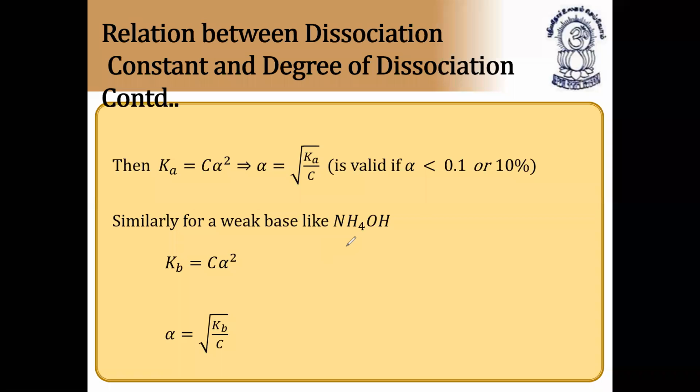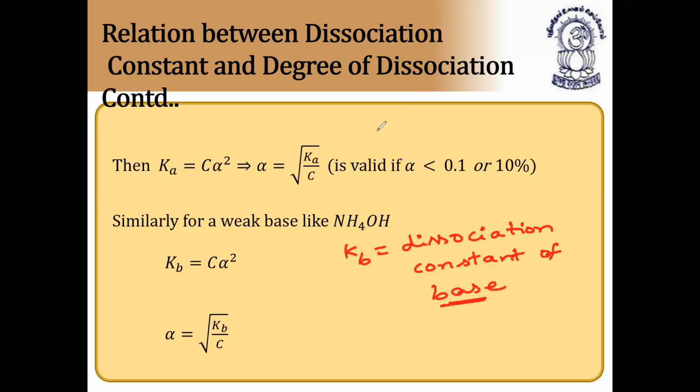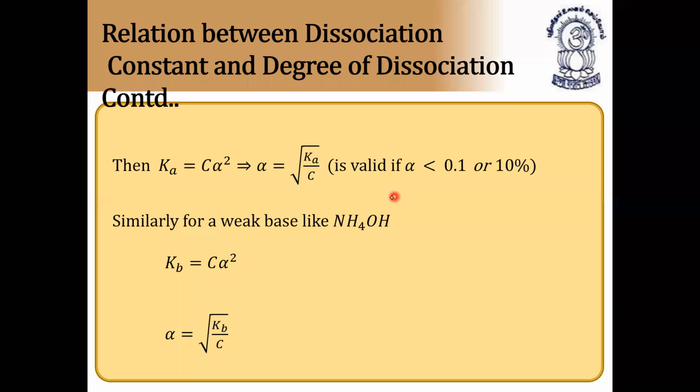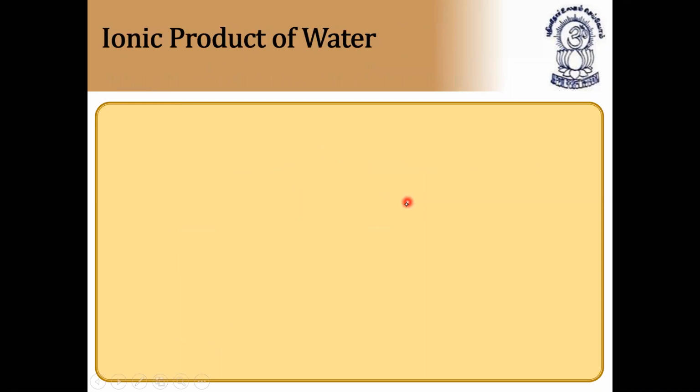So I'll write here Kb is equal to dissociation constant of base. So please note down all these things. Very, very important. These formulas you have to remember. This is the second topic in this chapter, that is ionic equilibrium. Very, very important chapter. Definitely you are going to get 2-3 MCQs in competitive exams.